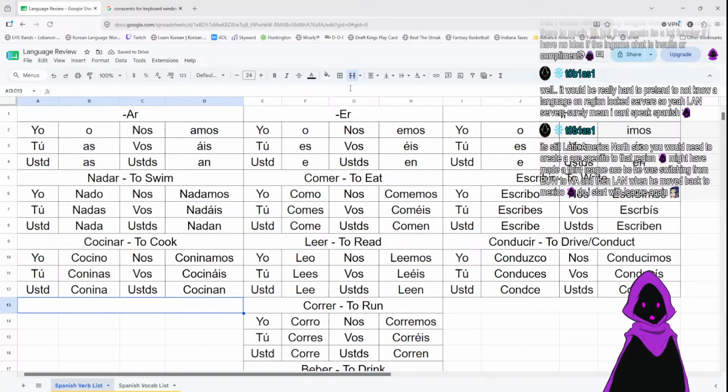It's still Latin America North, so you would need to create an account specific to that region. Might have made a third League account because he was switching from EUW to NA and then LAN when he moved back to Mexico. Do I start with League again? Man, I don't know what to tell you. I will not recommend playing League. I have not touched League, but I know what kind of cesspool a lot of people associate League to. So, you do you, man. I'm going to sit over here and be League free because I've played Smite.